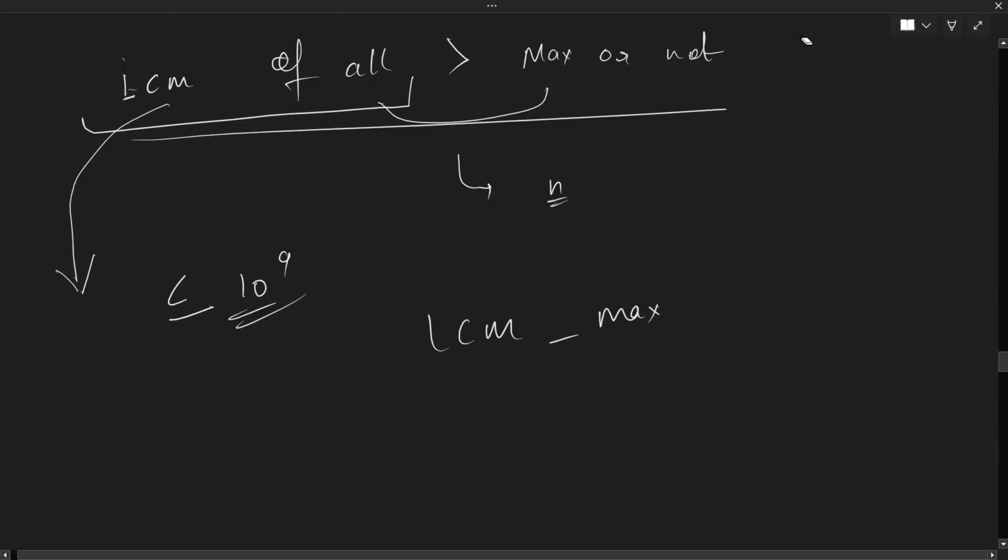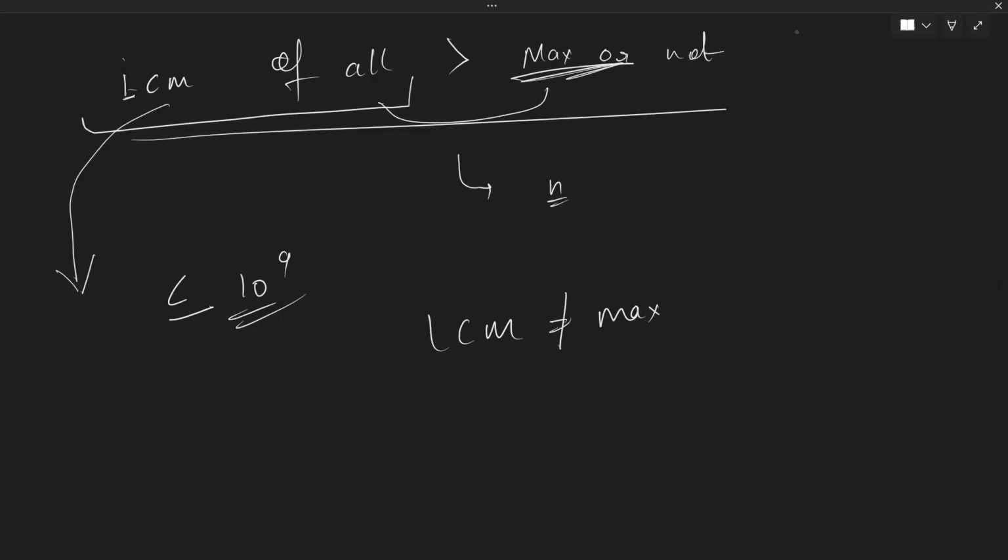Again, I don't think anybody would have doubt. If the LCM is not more, it would be equal only. Why? Because that max element is actually included while taking the LCM. So LCM is equal to maximum, and this maximum is less than 10 to the power 9. That's why the LCM of any subsequence will be less than or equal to 10 to the power 9.